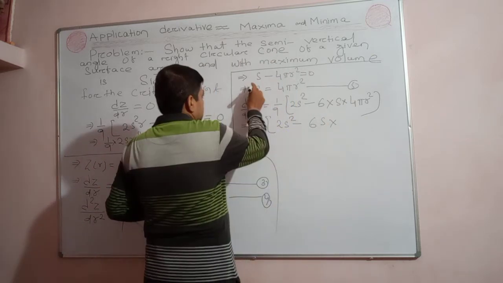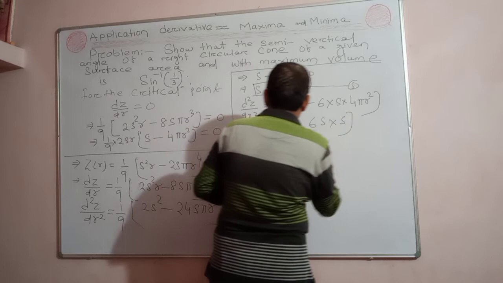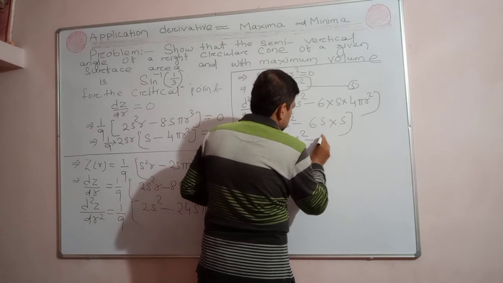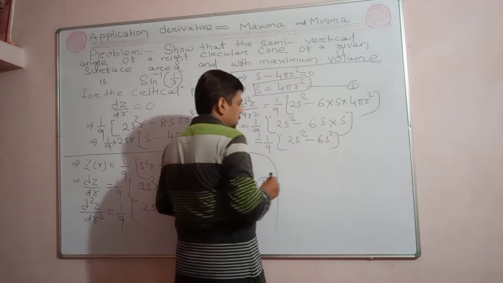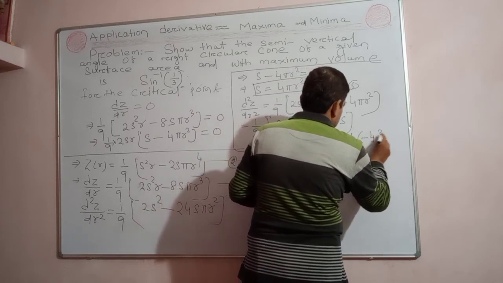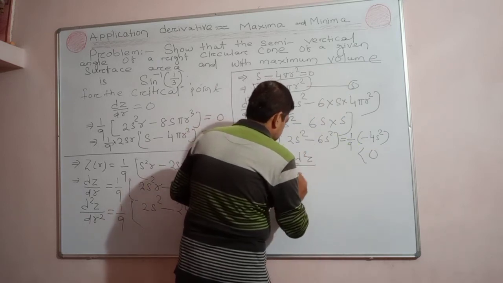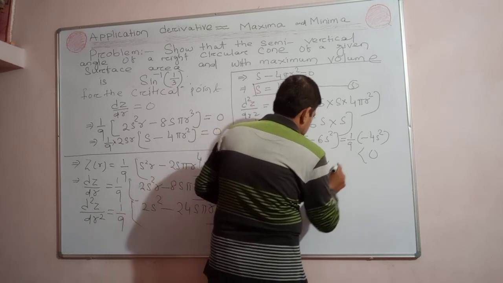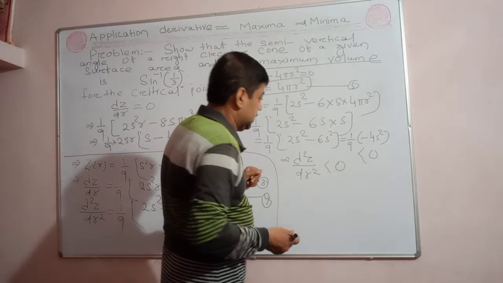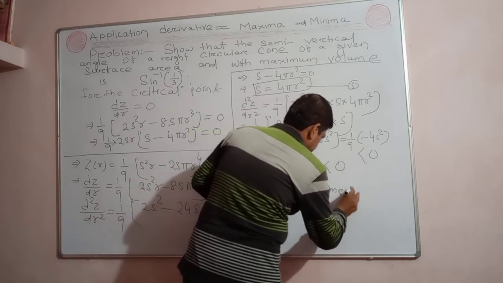What is the value of 4 pi r square? We get s. Now in place of 4 pi r square, write down s, right? So that implies 1 by 9, 2a square minus 6a square. The value will be 1 by 9 into minus 4a square, and the value is negative. That implies the second derivative d square z by dr square is less than 0. And you know if the second derivative value is less than 0, then the volume will be maximum. That means the volume of the cone is maximum.